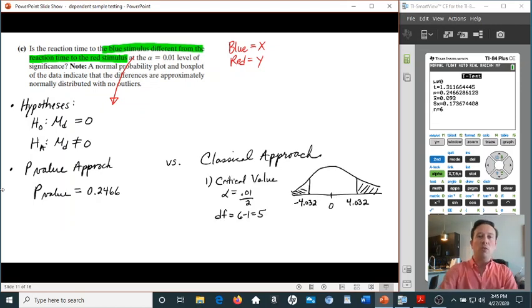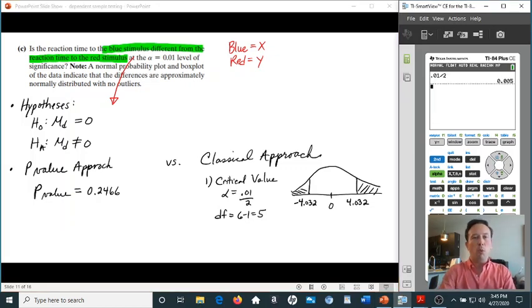So first, since we're using a t-distribution, the alpha value is 0.01. The alternative hypothesis tells us that this is a 2-sided test. So remember, alpha has to be divided by 2. So that gives you 0.005. All right, so 0.01 divided by 2 is 0.005. Okay, the degree of freedom is 6 minus 1. Remember, there's 6 people in this study, so 6 minus 1 is 5.